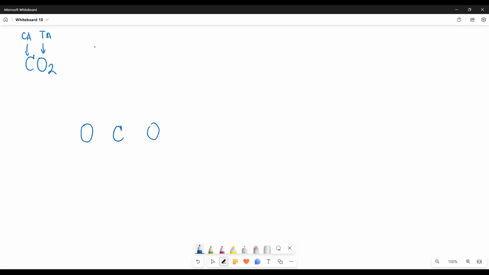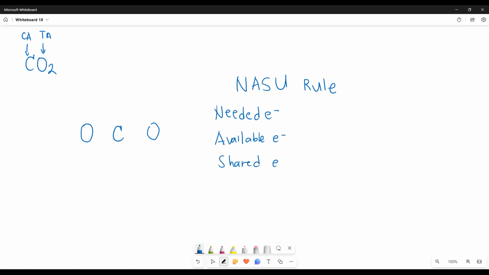Now let us show the NASU rule. So the NASU rule is a shortcut actually, but it's very versatile. So let me just break down the NASU rule. N is the needed electrons. A is the available electrons. S is the shared electrons. And then U is the unshared electrons.